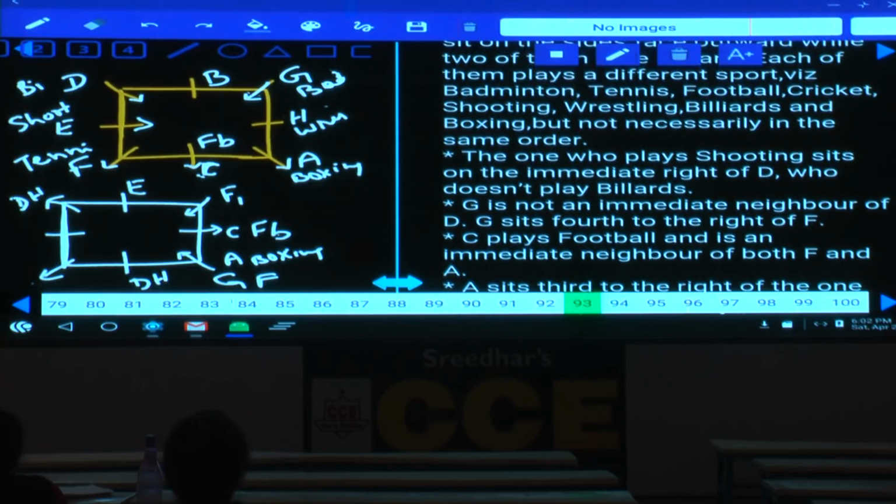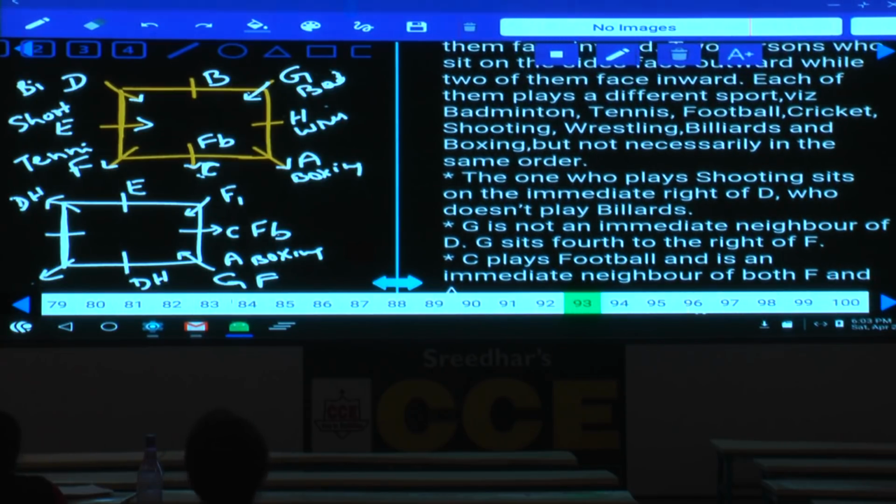G is not an immediate neighbor of D. The one who plays shooting sits on the immediate right of D. D does not play billiards. If D does not play billiards, then B plays billiards. If B plays billiards, then what is the game left over? The game left over is cricket, so D plays cricket. And among these persons, how many are inward and outward?